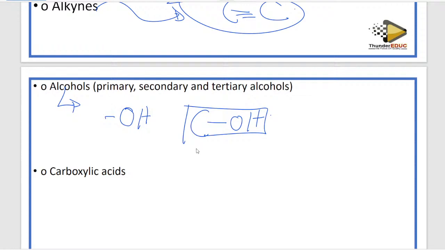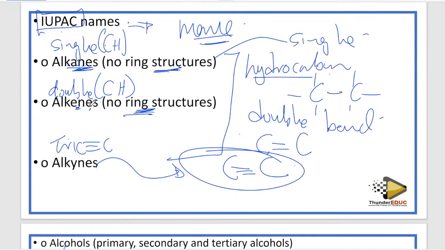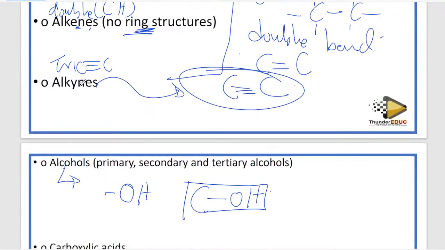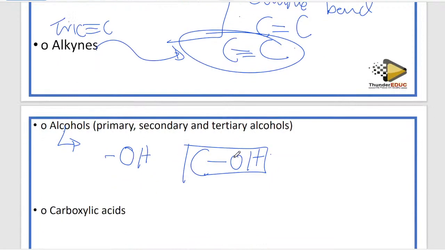But the key point here, which I need you to understand, is we have seen that alkane is single bond, alkene is double bond. Whenever I say double bond is alkene, alkyne is a triple bond. What about alcohol? The OH is attached to carbon. You see, OH is attached to carbon. But now this alcohol has a primary, a secondary, and a tertiary.